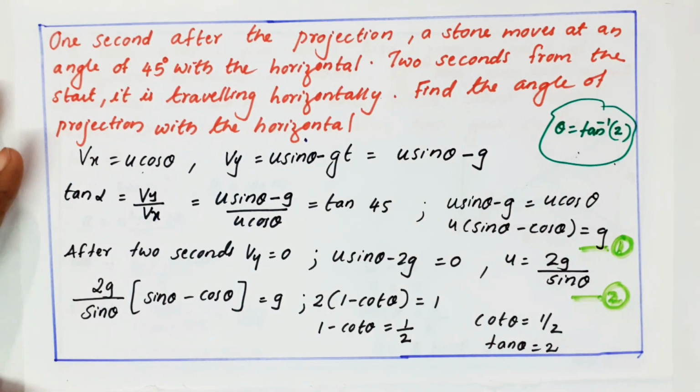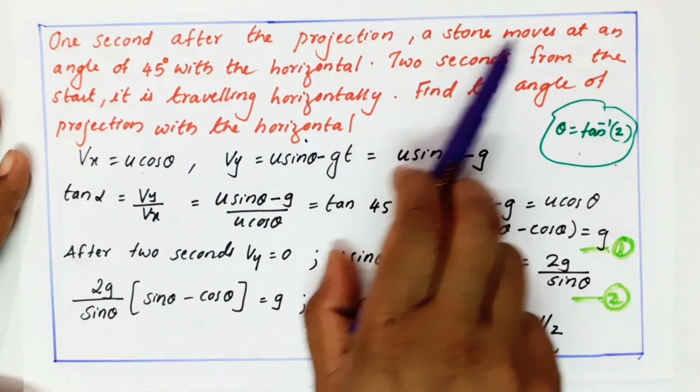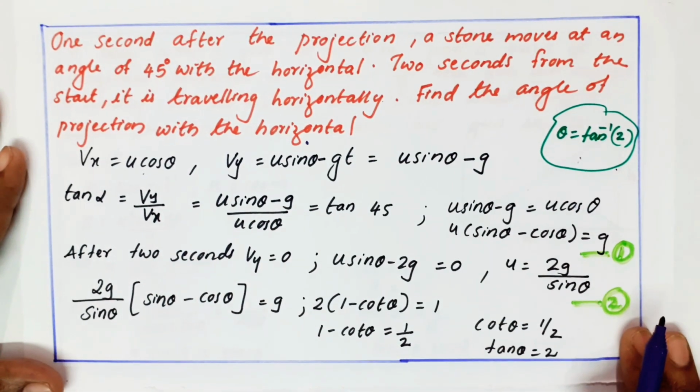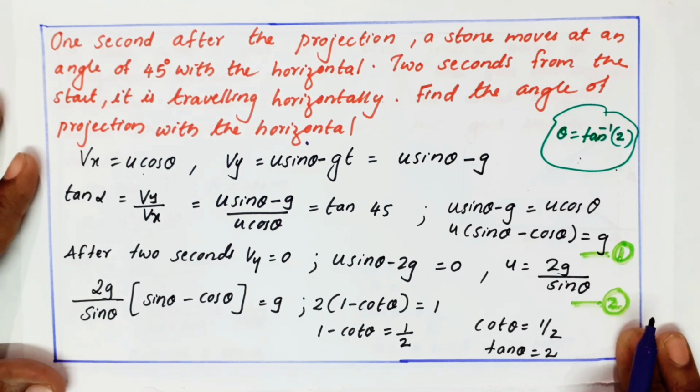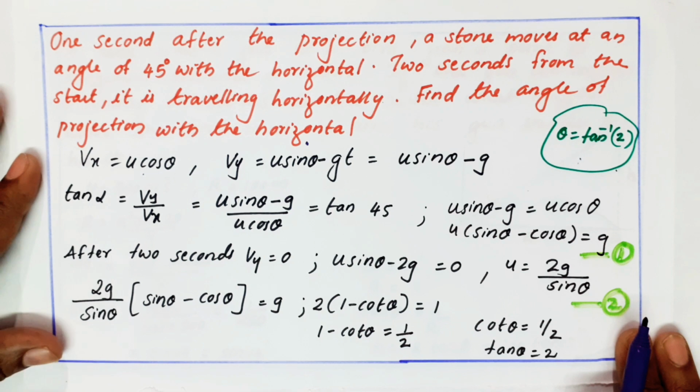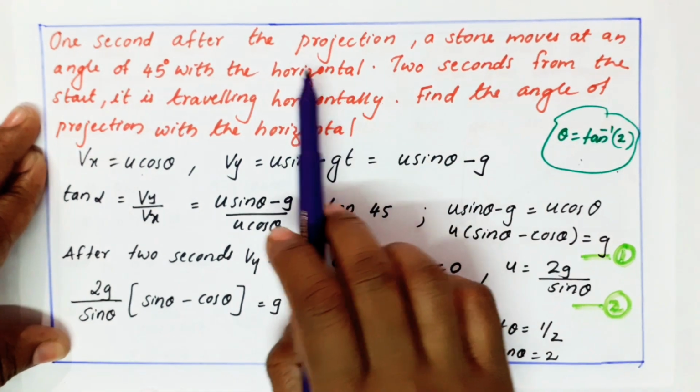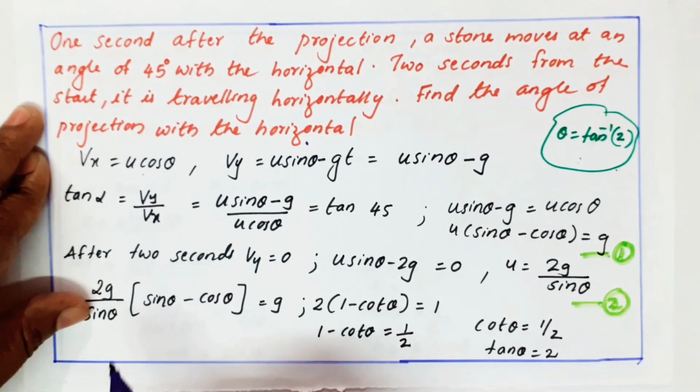Next. 1 second after the projection, a stone moves at an angle of 45 degrees with horizontal. 2 seconds from the start, it travels horizontally. Find the angle of projection. Okay. 1 second after the projection, the stone moves at an angle of 45 degrees with horizontal.